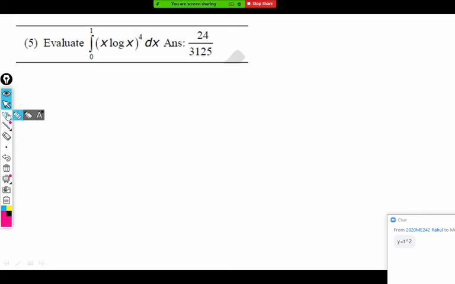So question number 5, example 5 is here. Evaluate the integral from 0 to 1 of x (log x) raised to 4 dx. Now what should be the substitution here?